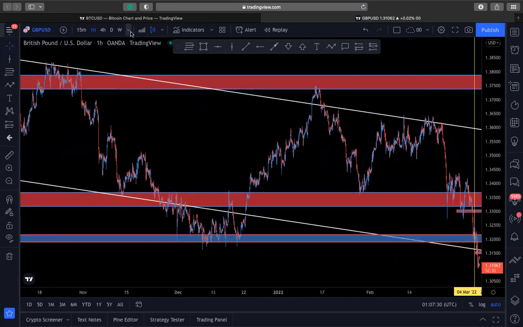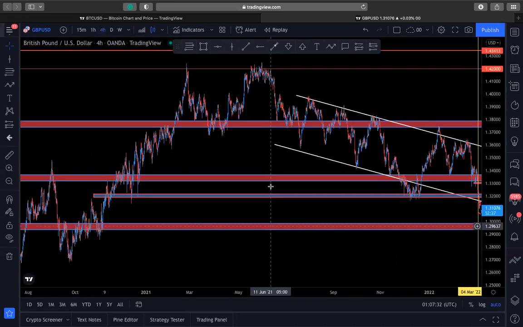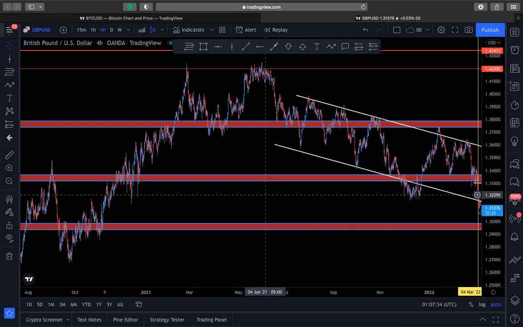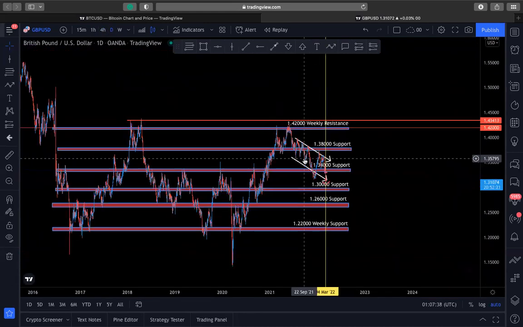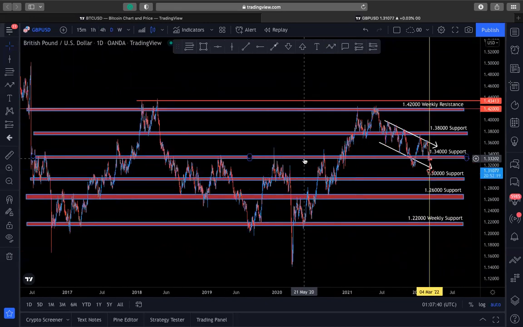If we're just zooming this out, right, we can really get rid of this level now. It's not really relevant, right? Let's look at daily. So we look back at the daily.